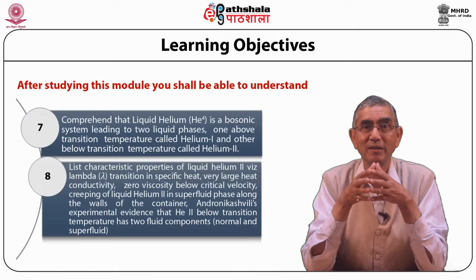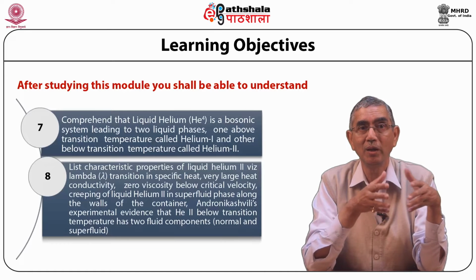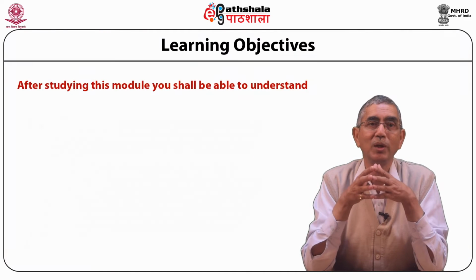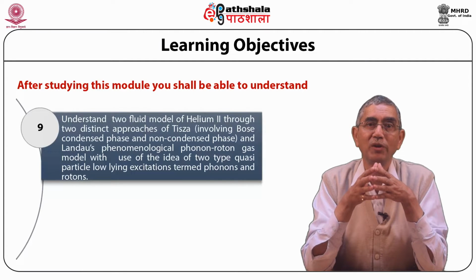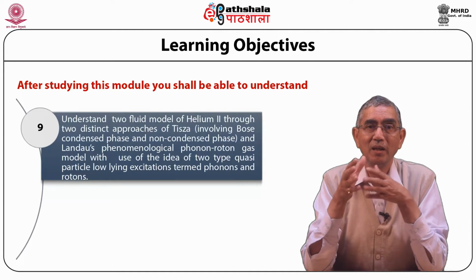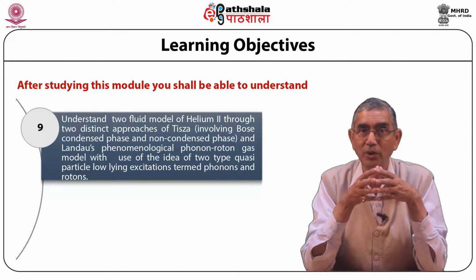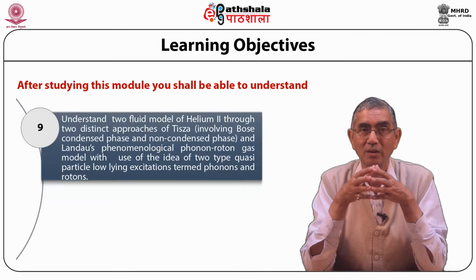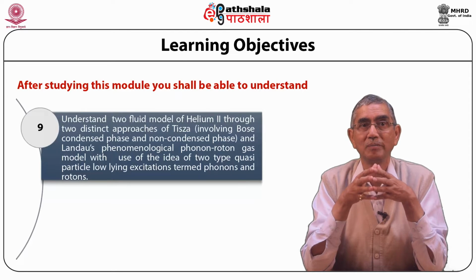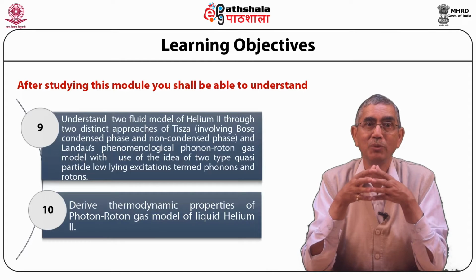Andronikashvili's experimental evidence that helium-2 below transition temperature has two fluid components, normal and superfluid. You will be able to understand the two-fluid model of helium-2 through two distinct approaches of Tisza involving Bose condensed phase and non-condensed phase, and Landau's phenomenological phonon-roton gas model with use of the idea of two types of quasi-particles, low-lying excitations termed phonons and rotons. Derive thermodynamic properties of phonon-roton gas model of liquid helium-2.